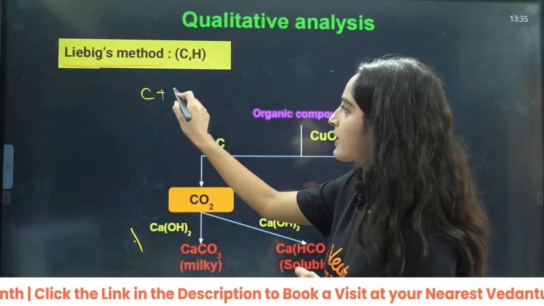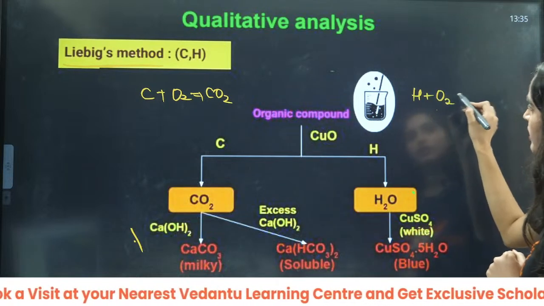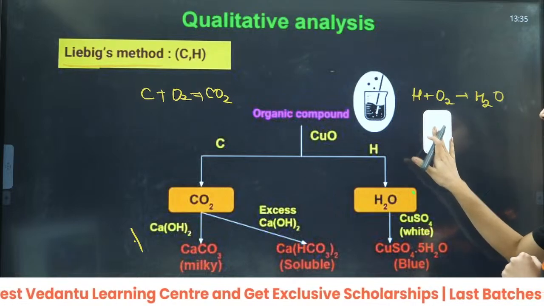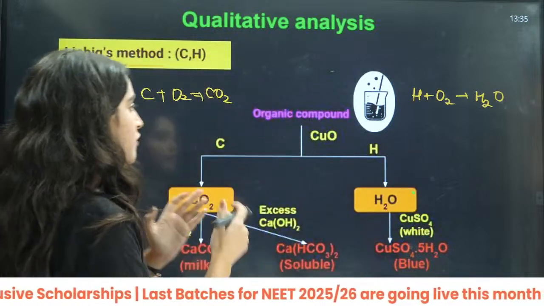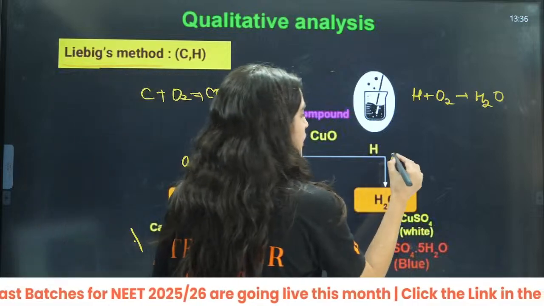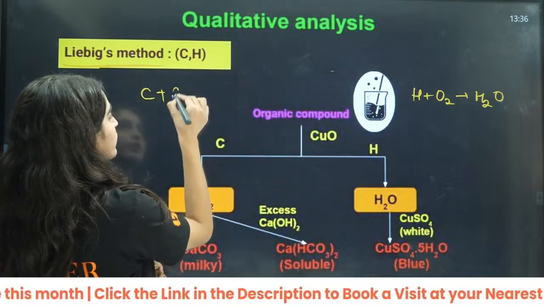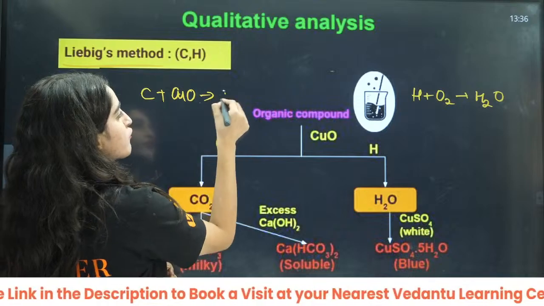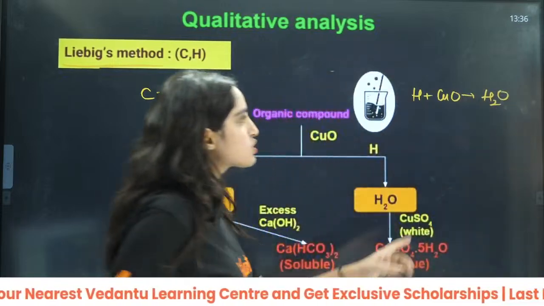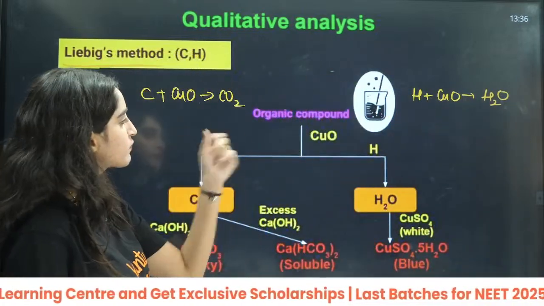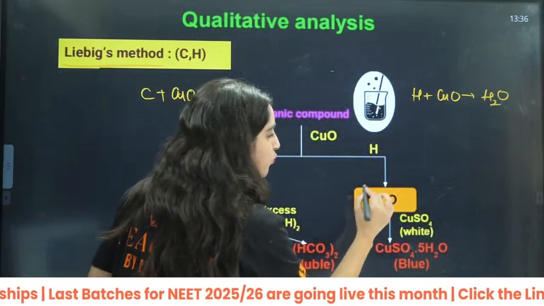When carbon is reacted with oxygen, it will form carbon dioxide. When hydrogen is reacted with oxygen, it will form water. So when we react these with oxygen, instead of oxygen gas we use copper oxide. You will have the formation of carbon dioxide here, and with this the formation of water, because hydrogen will react with oxygen and carbon will react with oxygen. They will give us carbon dioxide and water here.